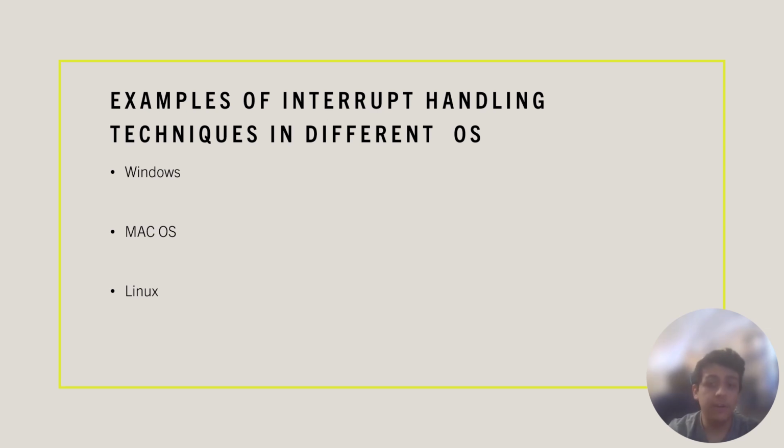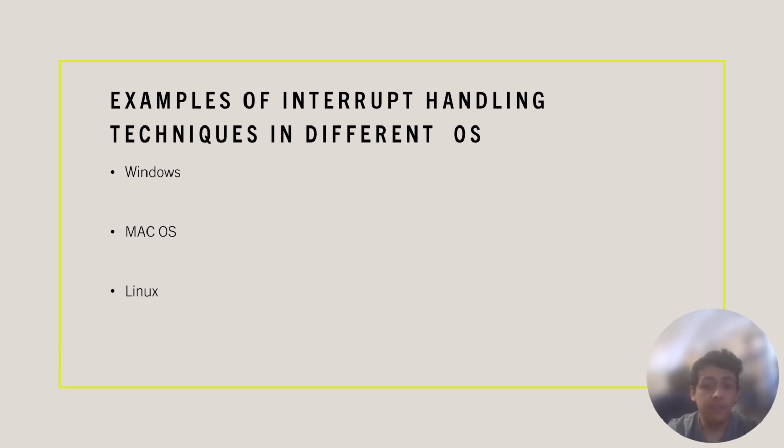For Windows, we have an IRQL. This means it's a priority level assigned to interrupts. The higher the level, the more important the interrupt is, and the CPU will handle it first. For example, if a system error occurs like a hardware failure, it has a higher level than a regular keyboard interrupt, meaning the system will address it immediately.